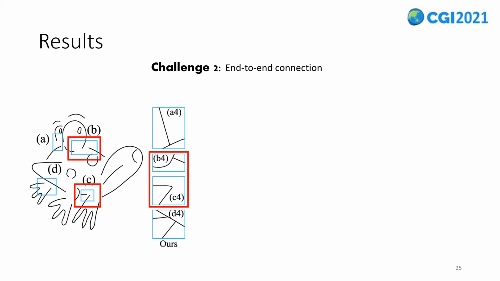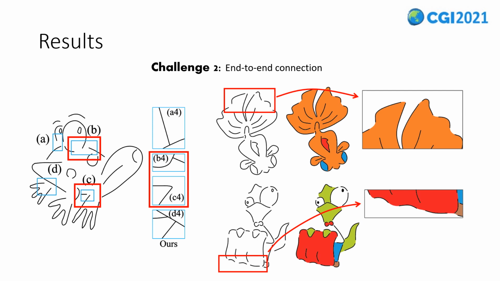The second challenge is end-to-end connection. Our method has a clustering step so that nearby points will be considered as a whole. Hence, end-to-end connections can be properly detected. Here are our results, for example, like this, and this, and this. End-to-end connections can be correctly detected and closed.